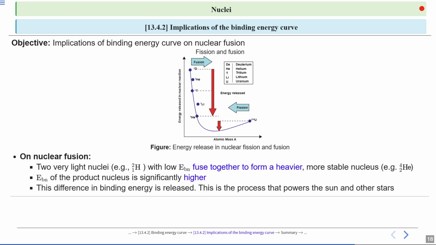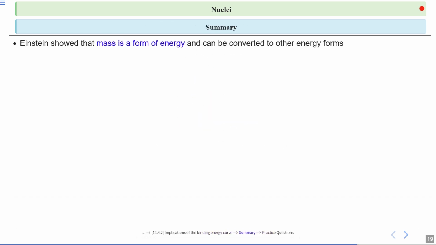The difference in binding energy between the starting nuclei and the product nucleus is released as energy. This is the same process that powers the sun and other stars. So the binding energy curve helps us understand why fusion releases so much energy. Now let's summarize what we have studied in this lecture.